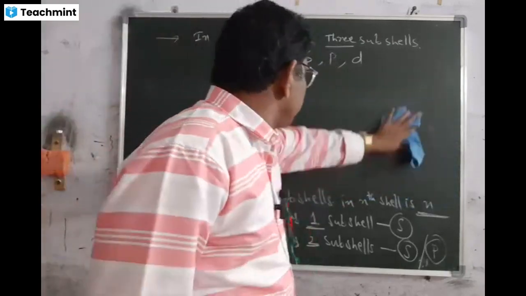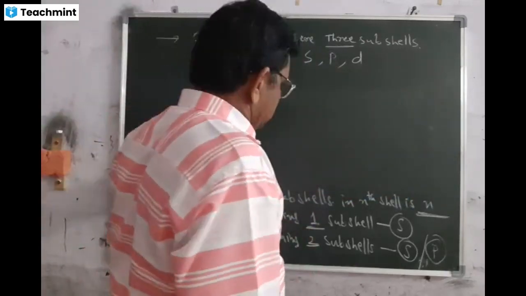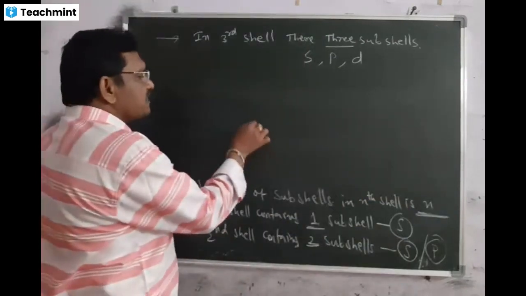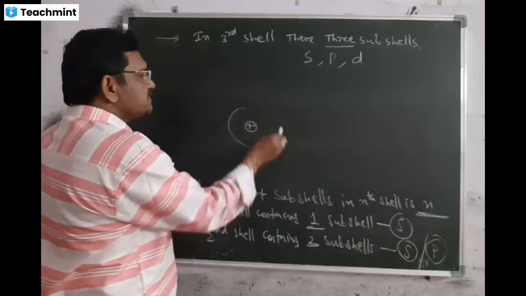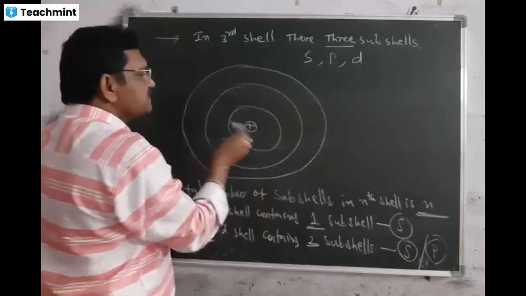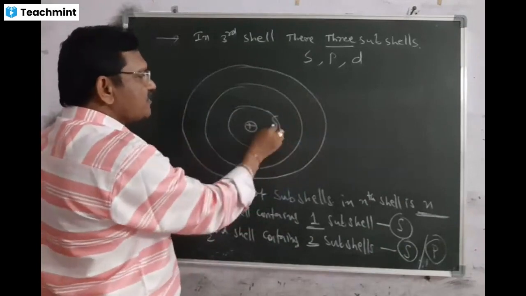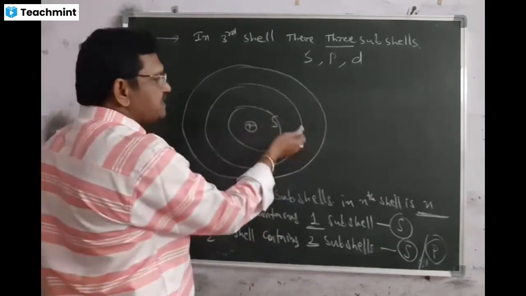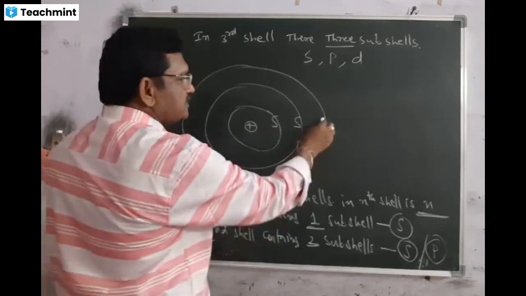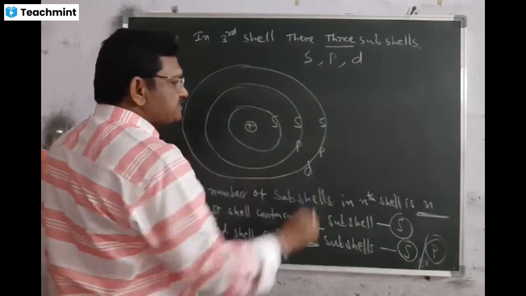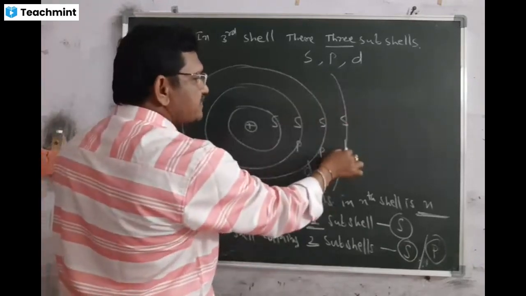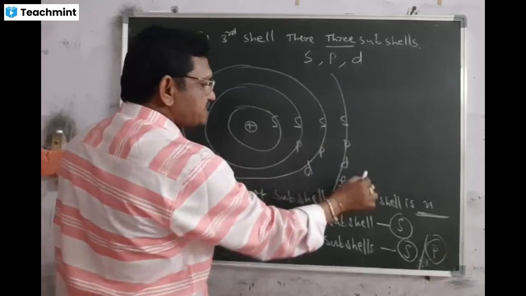See, you know very well, I can draw the atomic structure here. The center part of the atom is the nucleus. This is the first shell, the second shell, and for example this is the third shell. In the first shell we have only the S subshell. In the second shell, we have SP subshells. In the third shell, we have SPD subshells. Like that, in the fourth shell, we have SPDF subshells. Clear?